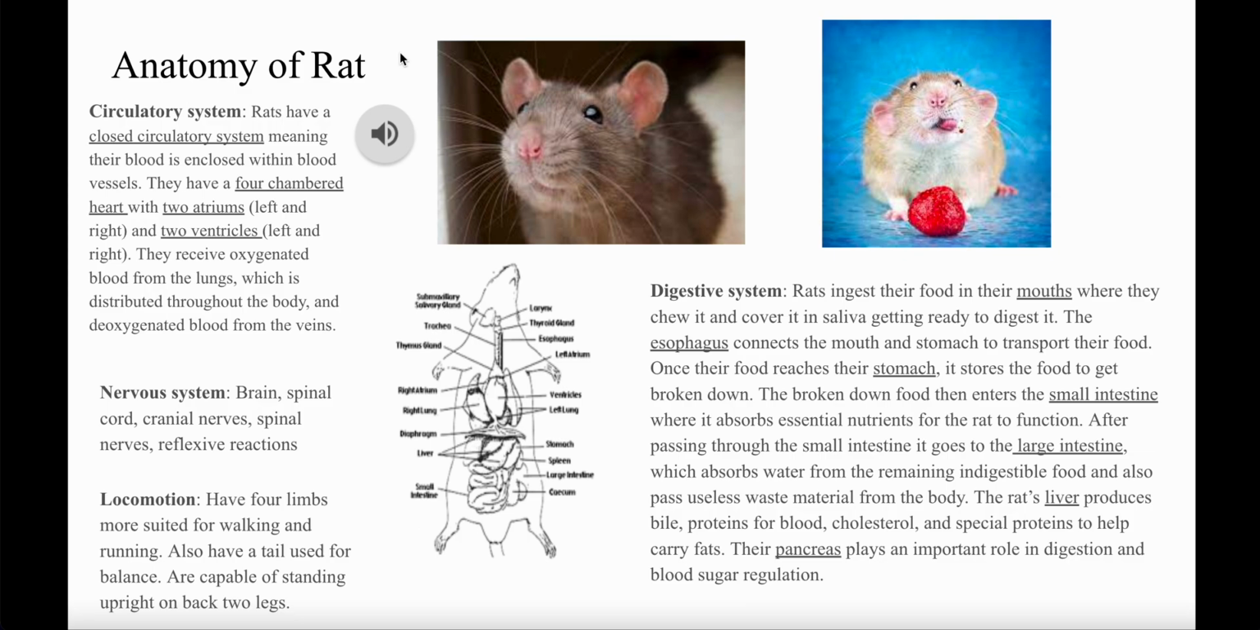The rat's liver produces bile, proteins for blood, cholesterol, and special proteins to help carry fats, and their pancreas plays an important role in digestion and blood sugar regulation.